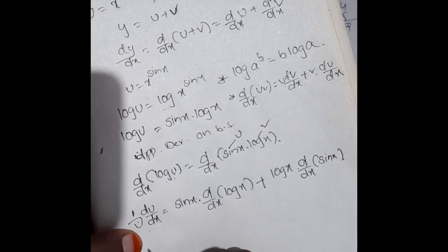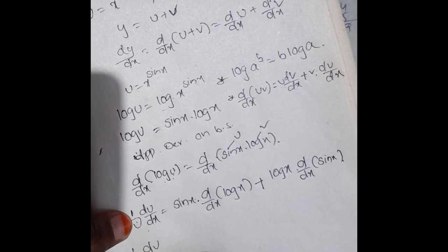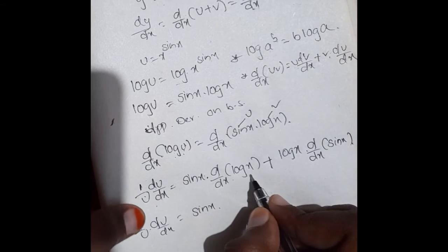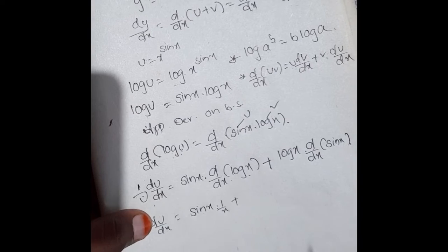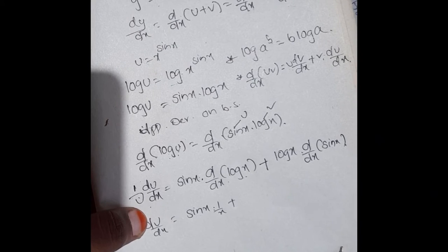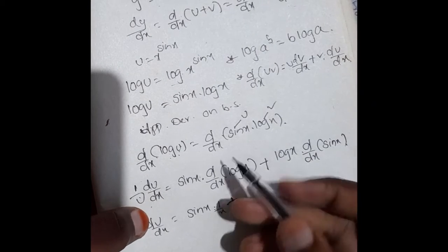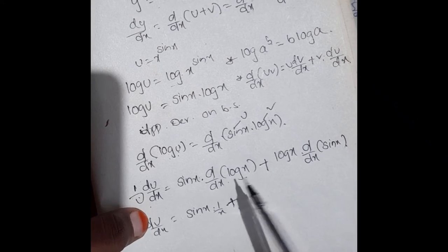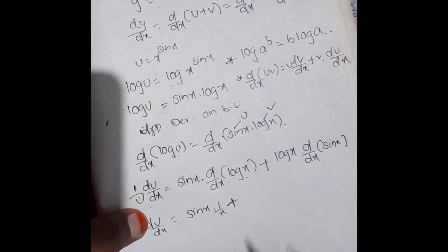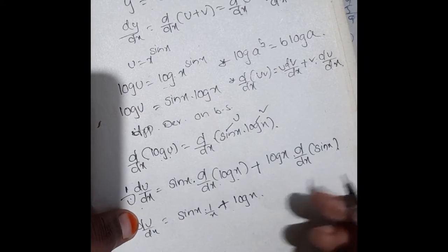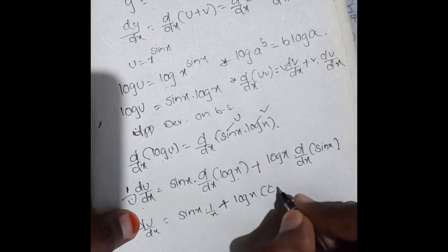So 1 by u du by dx equals sin x times d by dx of log x, which is 1 by x. Before solving this chapter, you should be perfect at formulas, then only you can do problems easily. In every step you will need formulas like d by dx of sin x is cos x, d by dx of log x is 1 by x. That's why you should be perfect at formulas.